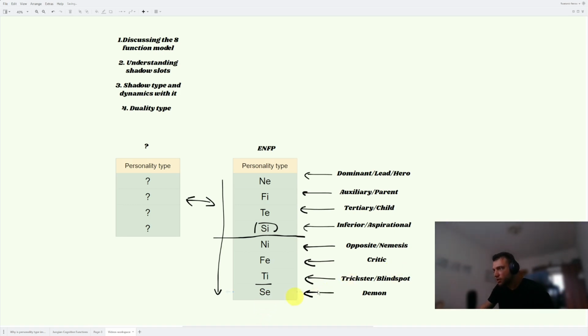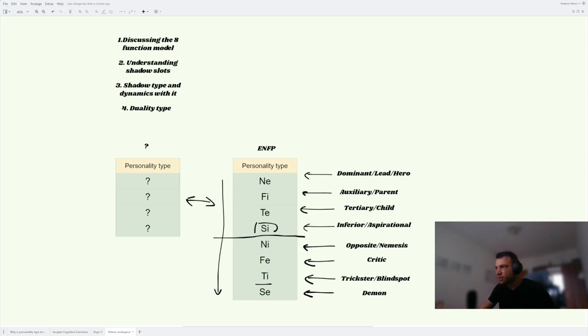So for this function, the difference between the 7th and the 8th is that with the 8th slot you're not even aware. So you're really bad at this, but you're not even aware that you're bad. So it is something that is on the lowest spectrum of your awareness, and usually you don't even register this function at all. So this is the 8th slot function.